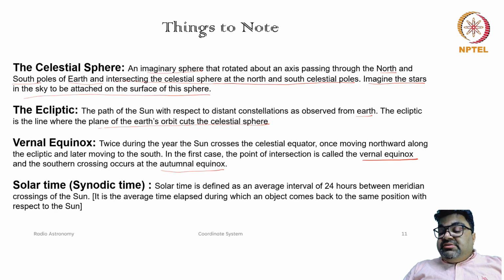Another thing which is important is the solar time or synodic time. The solar time is defined as an average interval of 24 hours between the meridian crossings of the sun. It is the average time elapsed during which an object comes back to the same position with respect to the sun.